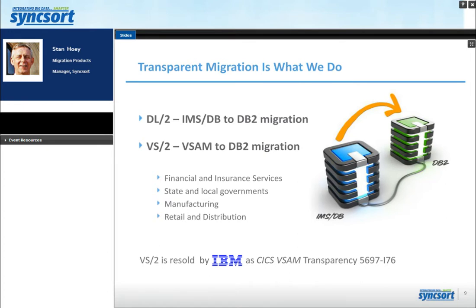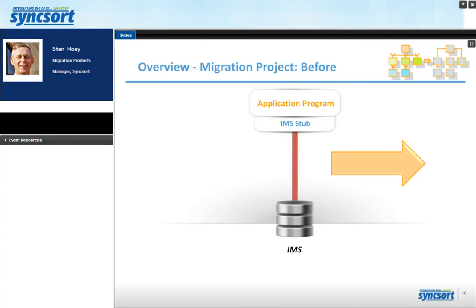So I'm going to be focusing on one of the two migration products, this time DL2. DL2 is our IMS transparency product. And this slide gives a very simple illustration of how an IMS program works today. To access IMS databases, an application program uses what is referred to as an IMS stub module. Traditionally, the stub is statically linked with the application program, but more and more today, it is invoked dynamically, called at runtime, and it's not part of the application program itself.